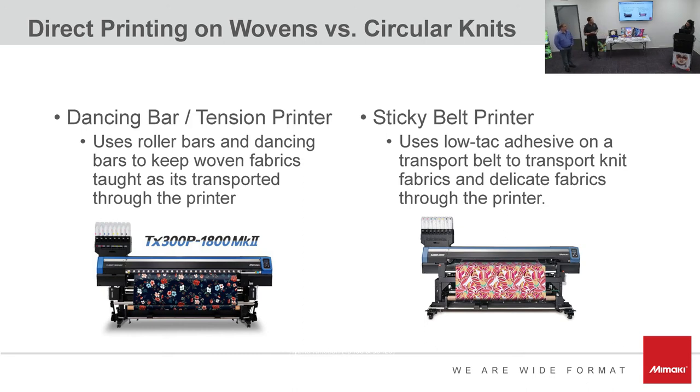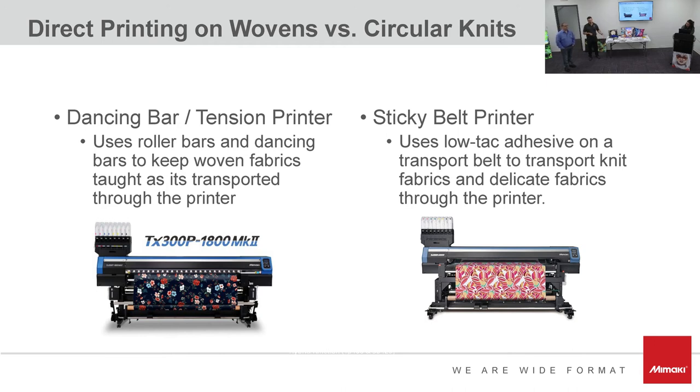And then there's another type of printer that we call a sticky belt printer, which we don't have here today, but you see that it's kind of tough to tell in the picture. If you're up close, you can see it uses a belt to bring fabric through the printer instead of a bunch of tension bars. So just like your groceries go through the checkout at the grocery store, there's a belt that will carry the fabric right through the printer and then go back down around again. And it has a low tack adhesive on it.